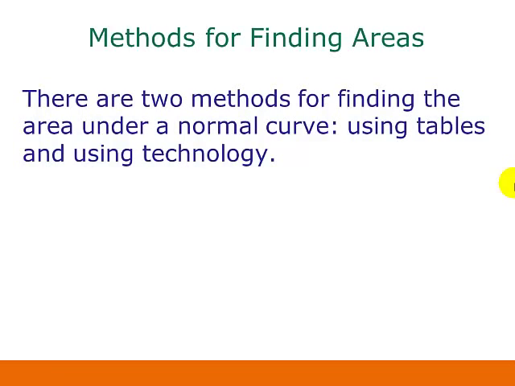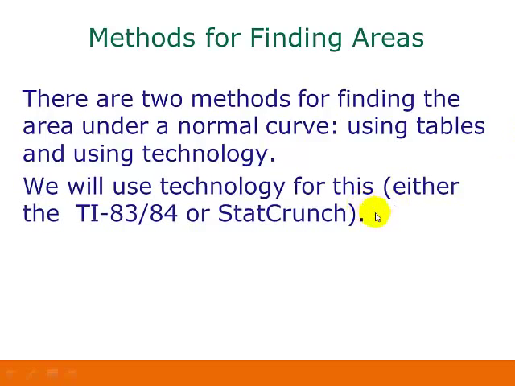So there are two methods for finding the area under a normal curve. One is using tables, and the other is using technology. Using tables is the old-fashioned, sort of old-school way to do it. And again, if you're using statistics in the real world, you would be using technology. So that's what we're going to do in this class. We are going to use either your graphing calculator or StatCrunch.